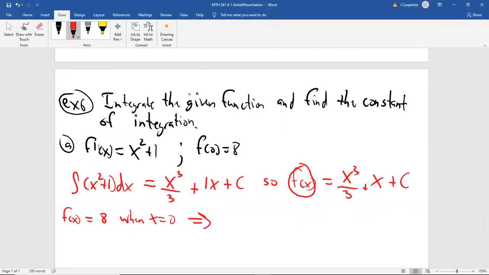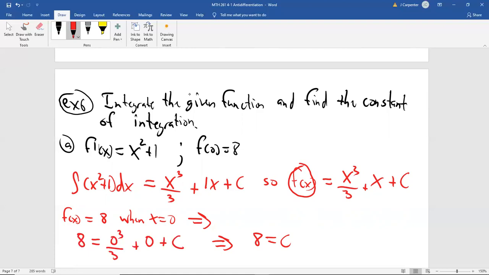Instead of writing f of x, I write 8, then the equal sign. Instead of x cubed over 3, it's 0 cubed over 3. Then plus instead of x, it's 0. But the c stays. We don't plug anything for the c in. We're finding the c. That is what's going on here. Well, 0 cubed over 3 is 0. 0 divided by anything is 0. 0 plus 0 is 0. The whole right side is 0 except for the c. The left side is 8. So you get 8 equals c. It's almost no work to do, in fact. It's extremely simple.